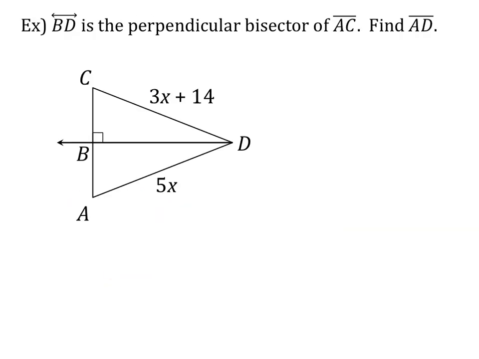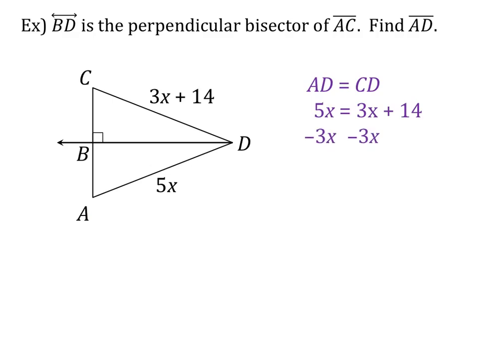Let's try an example. Line BD is the perpendicular bisector of AC. It wants us to find the length of AD. Well, using the perpendicular bisector theorem that we just talked about, we know that if a point lies on the perpendicular bisector of a segment, then that point is equidistant from the endpoints of a segment. So that means that AD has to be equal to CD. So when I plug in my pieces, I have an equation that I can easily solve.